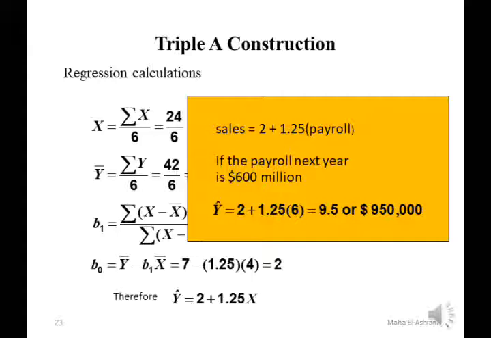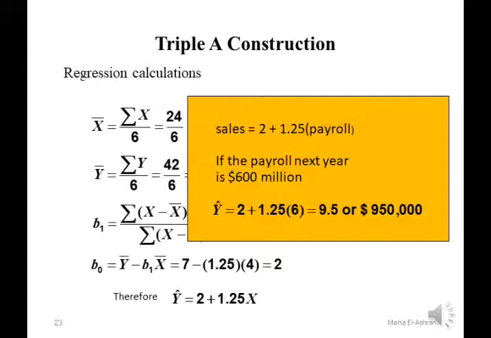And it was measured in 100,000. The sales were measured in 100,000. If I have to multiply 9.5 by 100,000, this will give me $950,000. Okay, so this is one of the things that you need to be careful about.